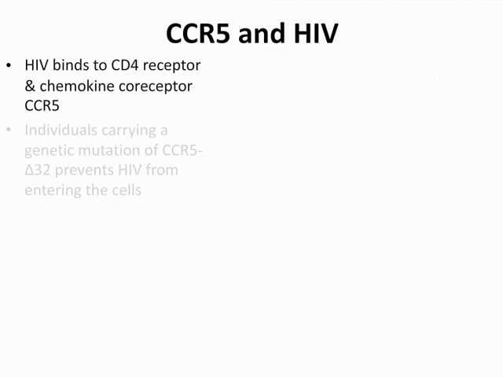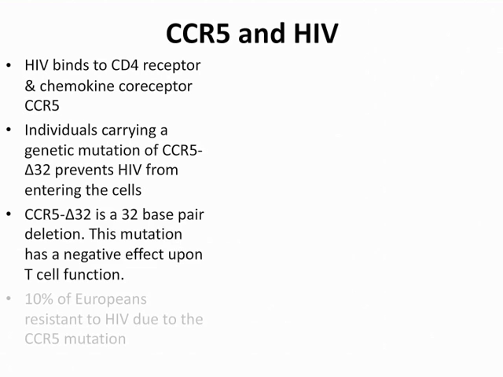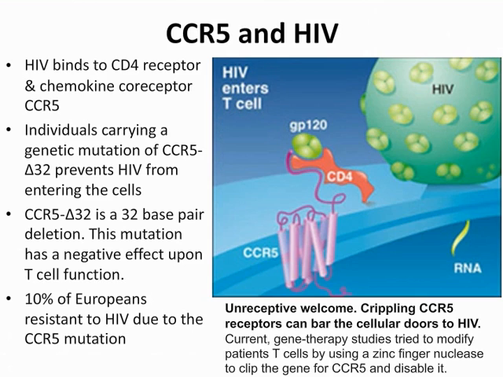So this slide talks about how HIV can enter the cell. In order for HIV to enter the cell, it has to bind to a CD4 receptor and chemokine co-receptor CCR5. So in individuals who carry a mutation in the CCR5Δ32, it's going to prevent HIV from entering the cell. So CCR5Δ32 is a 32 base pair deletion, so it's a mutated gene. So 10% of Europeans are going to be resistant to HIV because they have that CCR5 mutation.